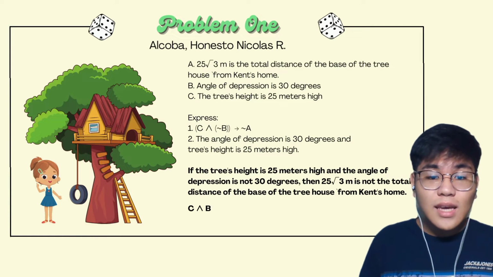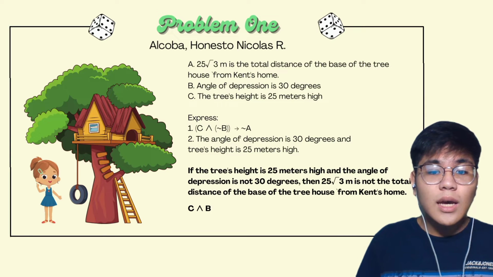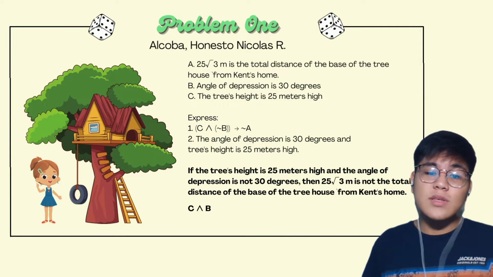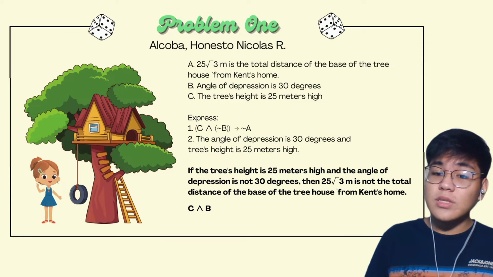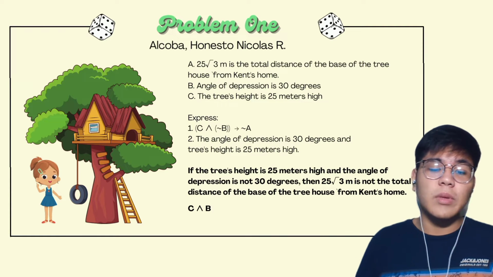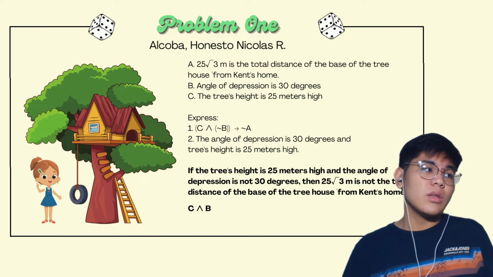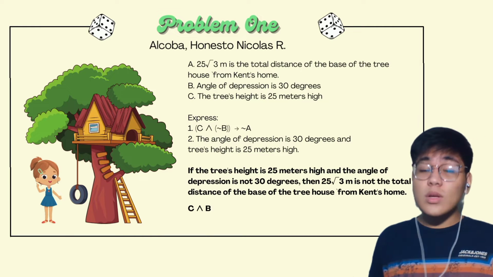Express C and negate B, arrow negate A. Second, express this into symbol. The angle of depression is 30 degrees and the tree's height is 25 meters high. So from all the concepts that we've learned, it's easy for us to say what's the answer for this given question.